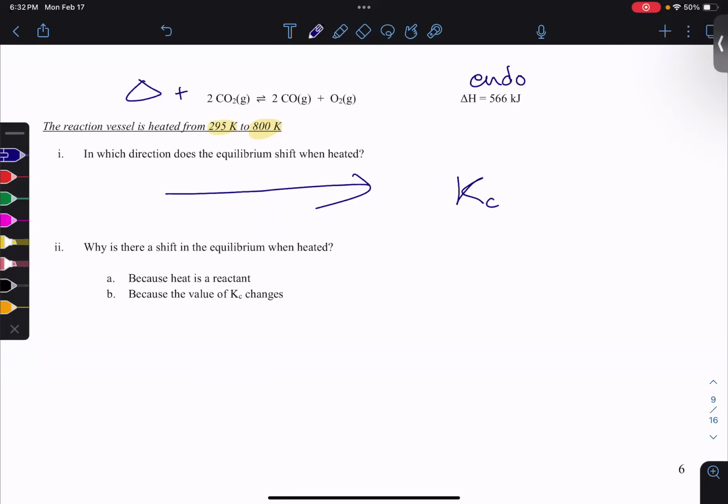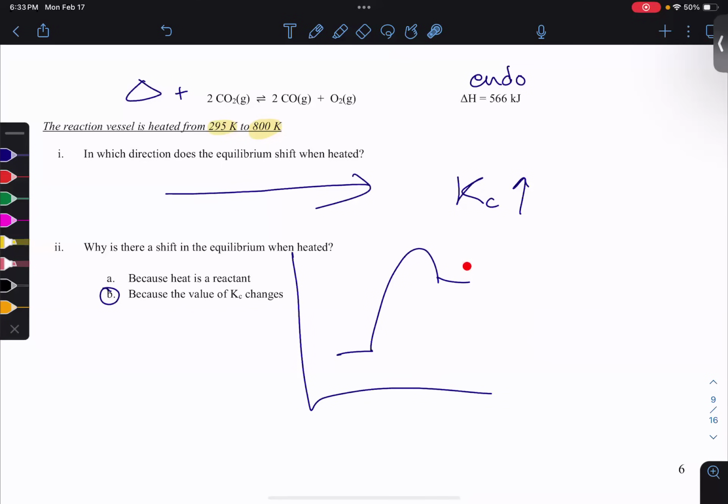If it moves forward, we make more products, so Kc should get bigger. Yes, the value of Kc gets bigger, all right? So the question is, why is there a shift in the chemical equilibrium? It is because the value of Kc changes. And the reason is because in an endothermic reaction, the forward activation energy is larger than the reverse activation energy. So the forward rate constant increases more than the reverse rate constant. So that's why the value of Kc increases.